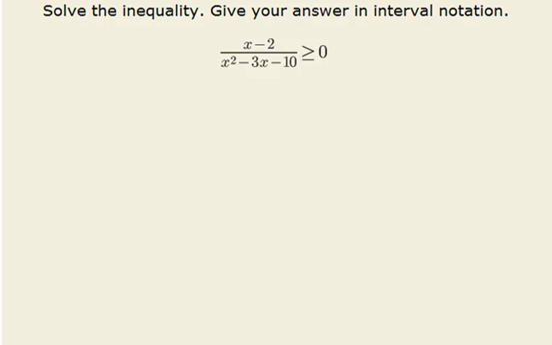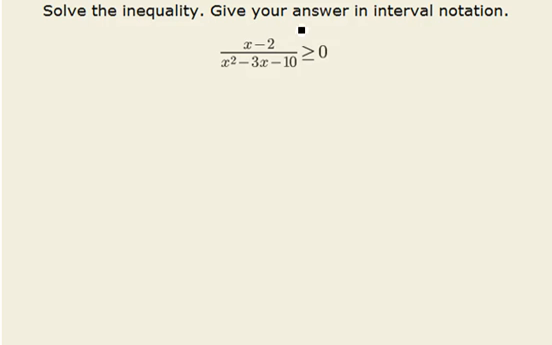Solve the inequality. Give your answer in interval notation. (x - 2)/(x² - 3x - 10) ≥ 0. So what we're going to do is factor this fraction so that we can find where the zeros are.